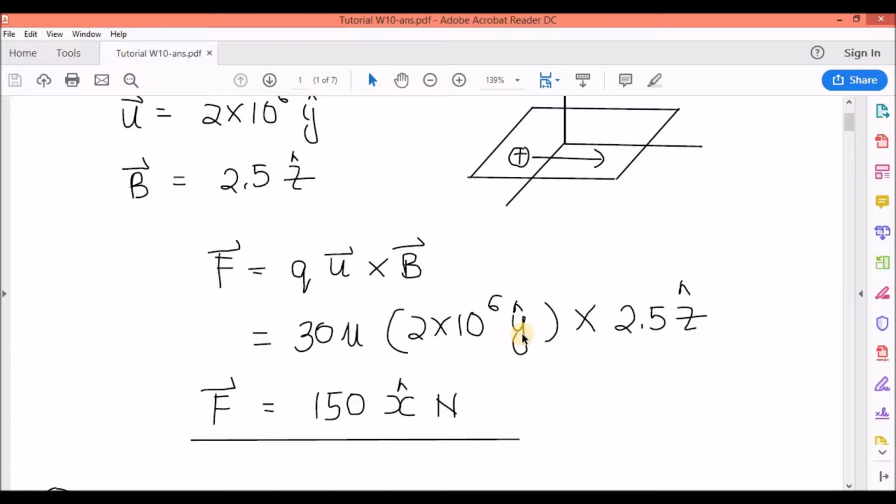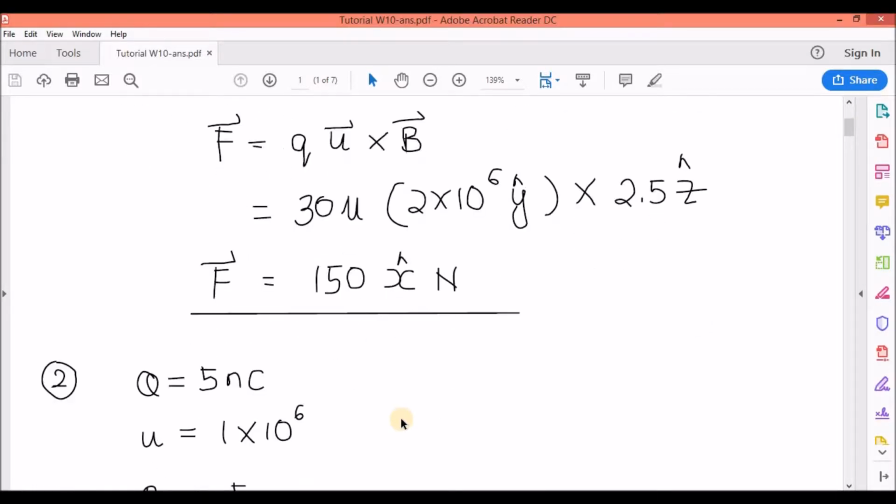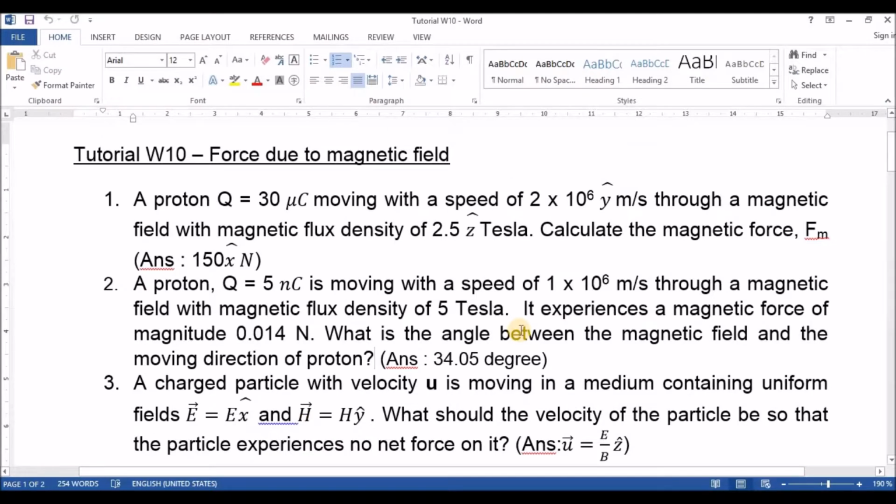And when you cross product the unit vector y and the unit vector z, you will get positive x. So this will be the answer for the first question. Let's move on to the second question.